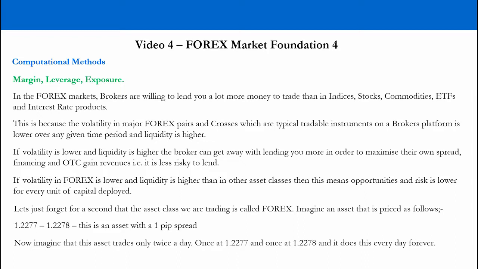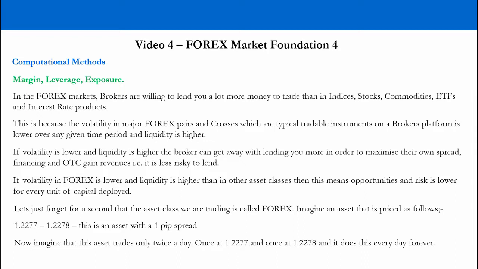So it's a lot less risky to lend retail traders money if they're trading less volatile instruments. And Forex is much lower volatility and much higher liquidity than any other asset class. Therefore, the broker has much less risk for every unit of capital that they deploy in a Forex pair to a retail trader. So because they've got less risk, they can get away with lending much more.